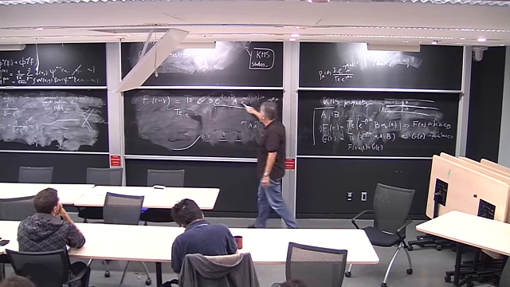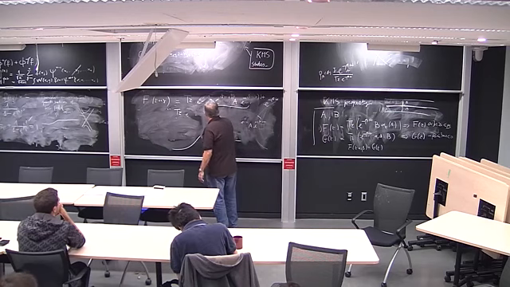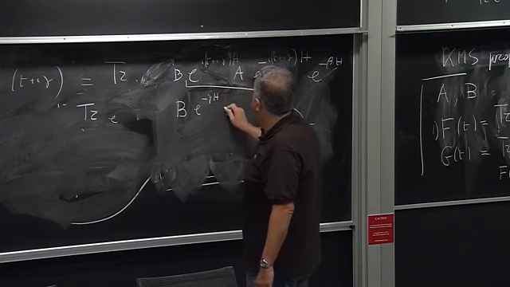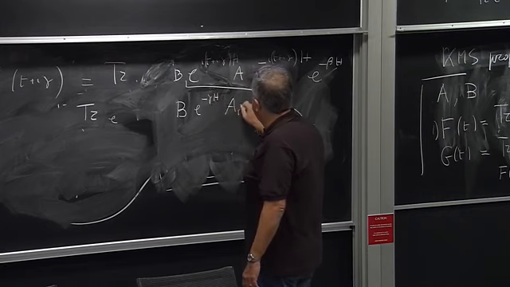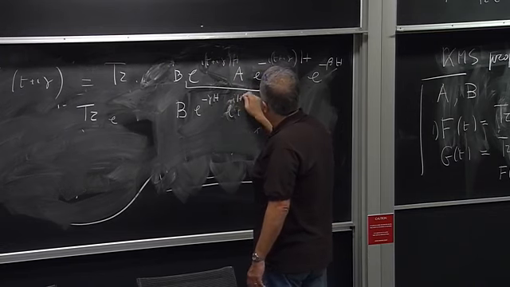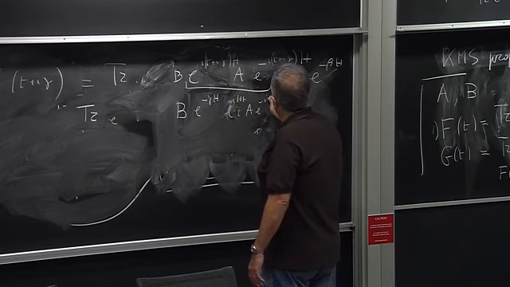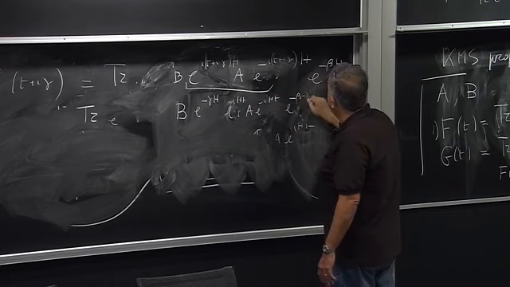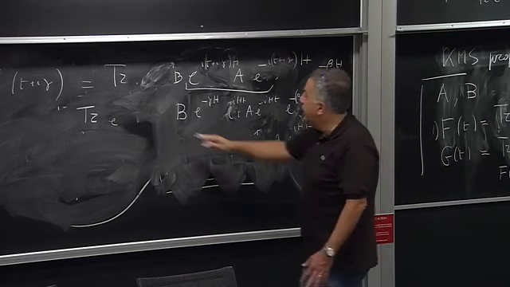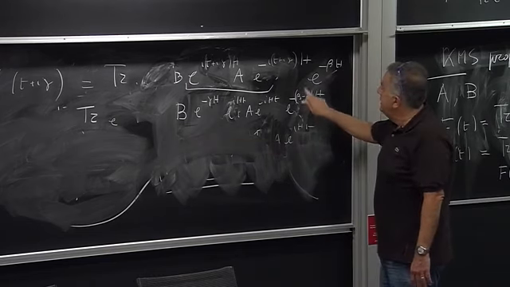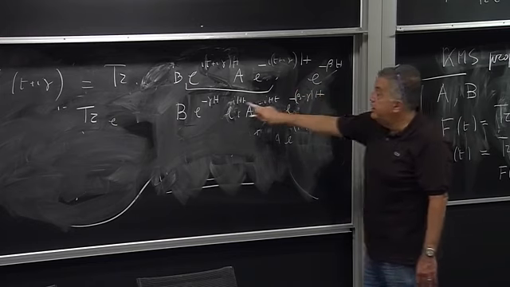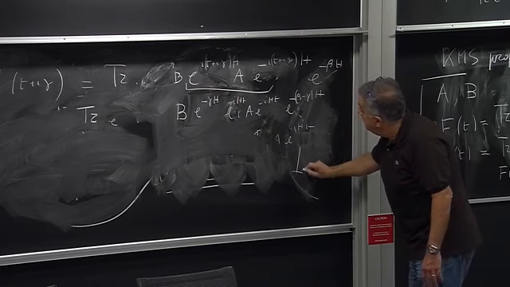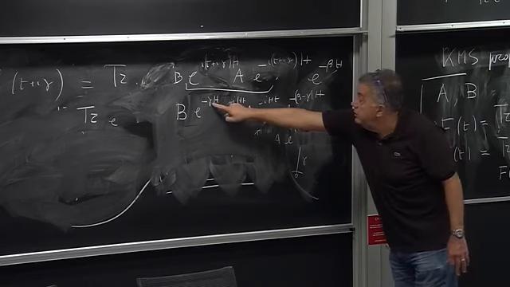Okay, so what do you see here? You see B e to the minus gamma H at, because e to the iHt A e to the minus iHt, and then you get e to the minus (beta minus gamma) H. So you can compute this trace as long as this number here is negative and this number here is also negative. This means that you can compute this trace when gamma goes from zero to beta.